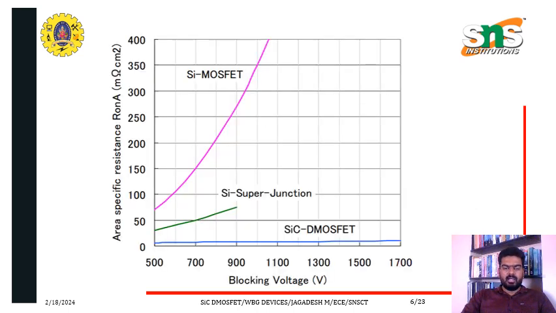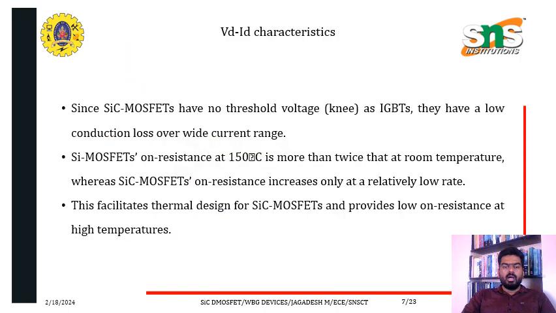And here is a graphical representation of blocking voltage versus area specific resistance. Here the SiC DMOSFET, SiC superjunction and Si MOSFET characteristics are given. And the VD and ID characteristics.